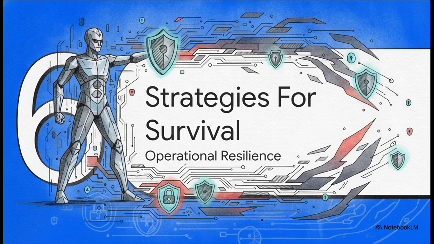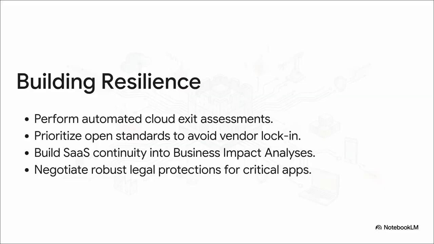Let's talk solutions in Section 6, Strategies for Survival, Building Operational Resilience. You literally cannot just hope for uptime anymore. You must shift to actively building exit strategies. First, leverage automation for cloud exit assessments because manual reviews are just too slow. Second, prioritize open standards to actively fight against severe vendor lock-in.